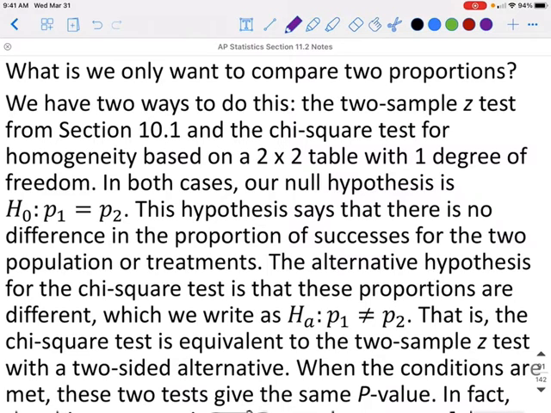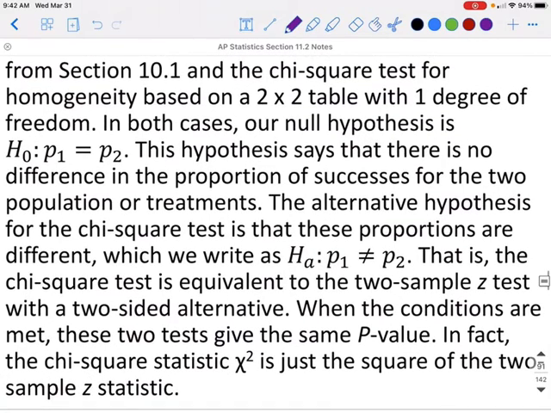What if we only want to compare two proportions? We have two ways to do this: the two sample z-test from section 10.1 and the chi-square test for homogeneity based on a 2x2 table with a degrees of freedom of 1. In both cases, our null hypothesis would be that P1 equals P2. This hypothesis says that there is no difference in the proportion of successes for two populations or treatments. The alternative hypothesis for the chi-square test is that these two proportions are different, which we could write as P1 does not equal P2.